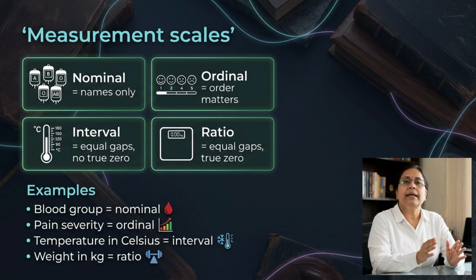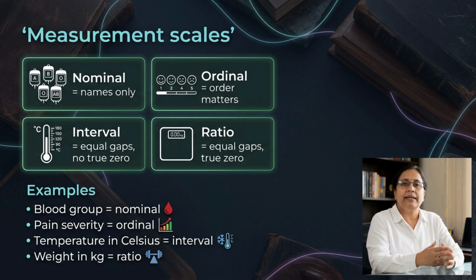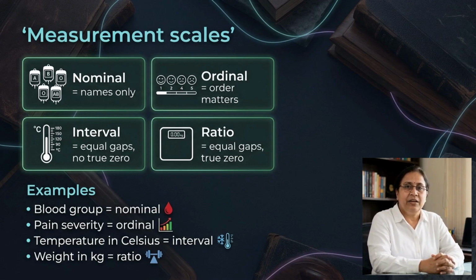Descriptive statistics help us answer simple but important questions. What is the typical value in this data set? How much variation is present? How are the values distributed? And how can we present the results clearly? Instead of looking at a long list of raw numbers, descriptive statistics gives us a summary. It helps us understand the center and spread of the data. That is why descriptive statistics is usually the first step in analysis.